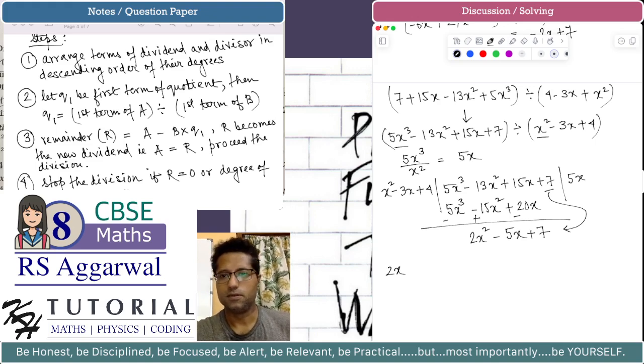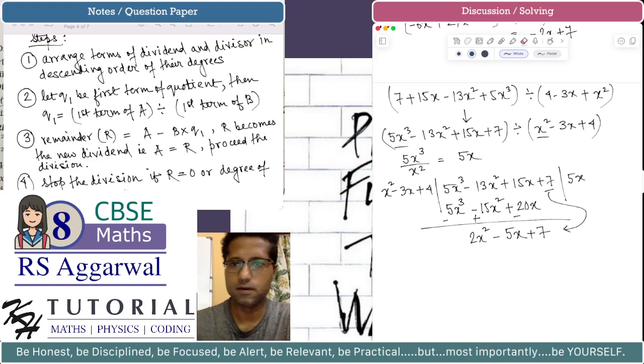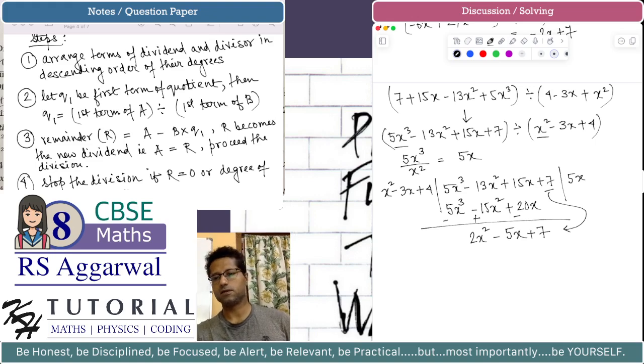I hope you have understood the idea. So 2x square minus 5x plus 7 is the current dividend. So what will be the next term in the quotient? I will divide the first term of the dividend, which is 2x square, by the first term of the divisor, which is x square. So the next term in the quotient will be 2x square divided by x square, which is 2. So I will append 2 to the quotient, and I will find the product of the current term in the quotient, that is 2, with the divisor, and subtract that from the dividend.